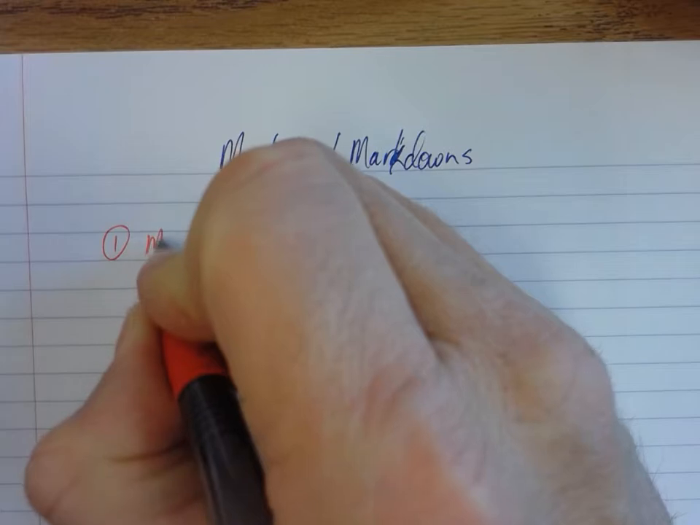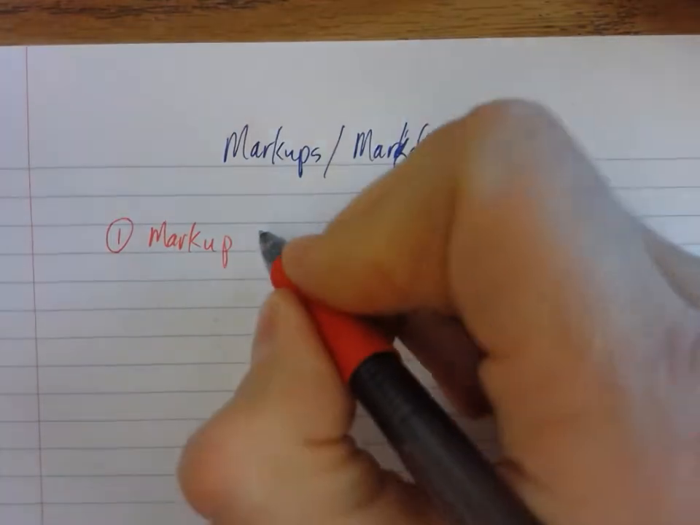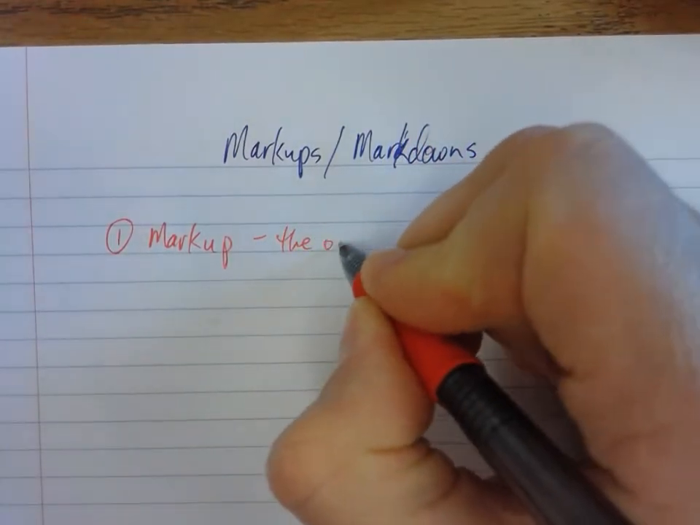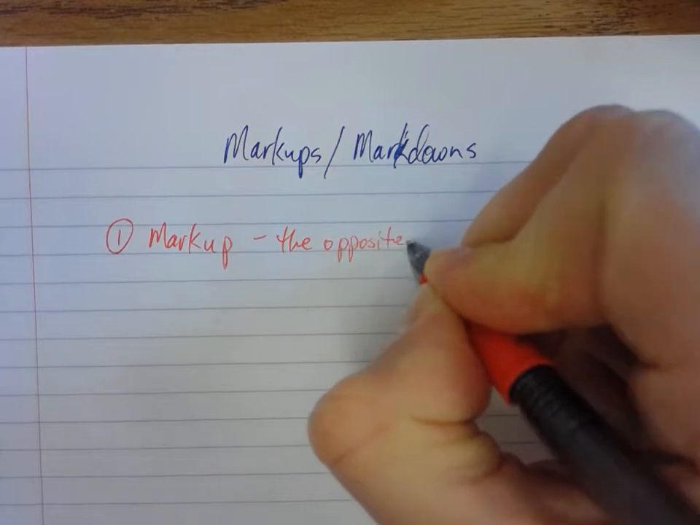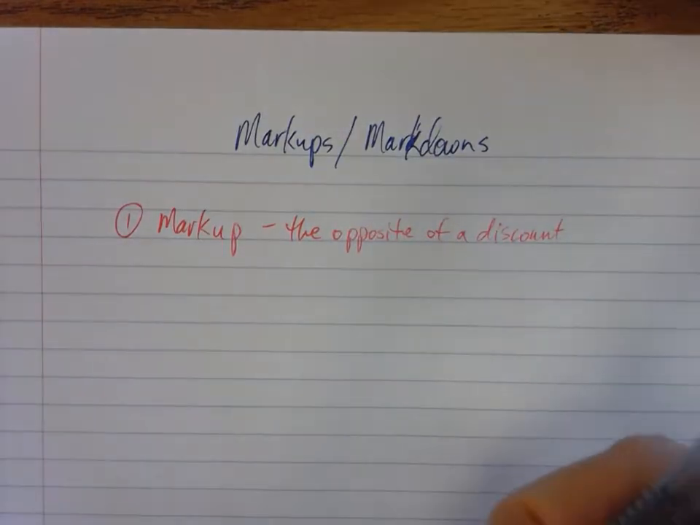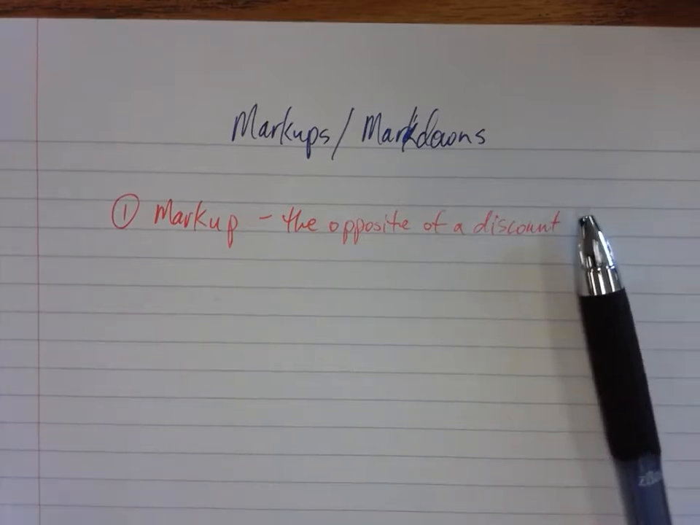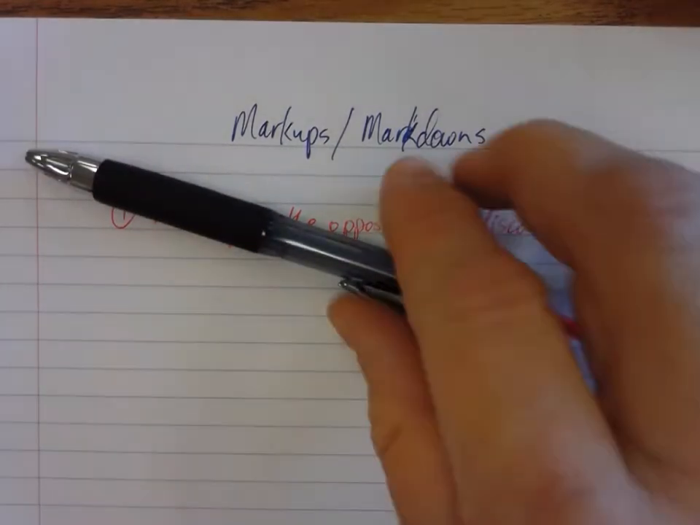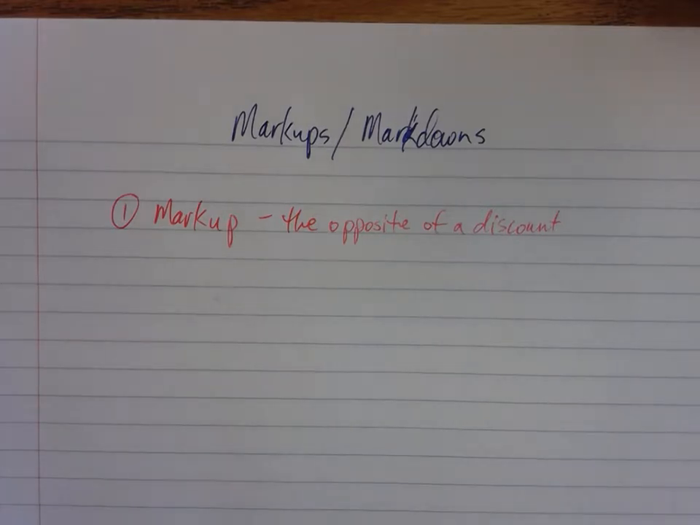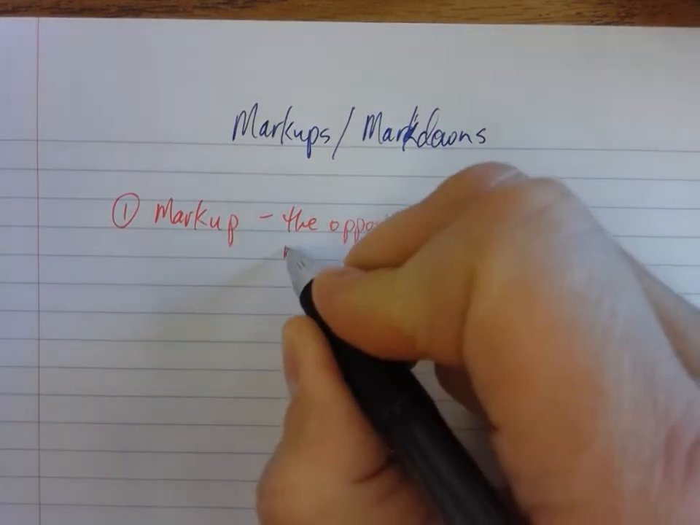The first thing I want to talk to you about is the fact that a markup is the opposite of a discount. I believe my red is about to run out. Luckily, I got another one. Bingo! So markups are the opposite of a discount, and of course, a discount saves you money. So if a discount saves you money, a markup means you pay more.